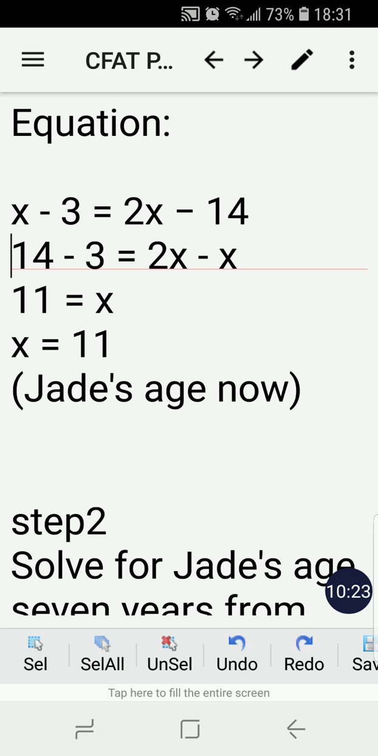We will now simplify. We move the negative 14 to the right side, we have now 14. And then the x on the left, we move to the right side. It becomes minus x. So then we have 14 minus 3 is equal to 2x minus x. 14 minus 3 is 11. 2x minus x is equal to x. So now we have x is equal to 11. 11 is Jade's age now.